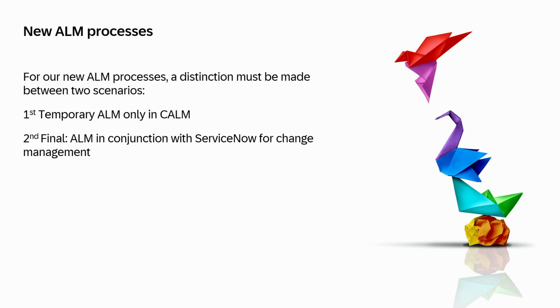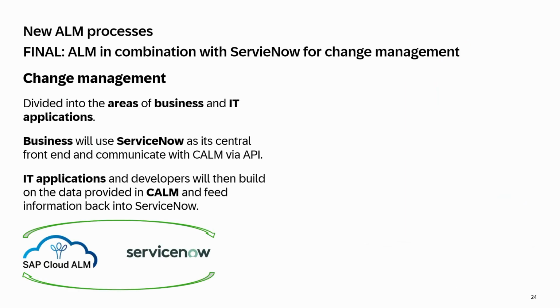As I mentioned already, in our case we have to separate into two new ALM processes. We are temporarily only in Calm, and our final solution will be Calm in conjunction with ServiceNow for change management. For change management, it will look like we are starting on a greenfield approach. We only have the test cases based on the business processes out of the selective data transfer. We will use ServiceNow as the central front end, and the developers and the business consultants will stay in Calm, and we use the API, which is working well, to communicate between ServiceNow and Calm. That is already in place now.